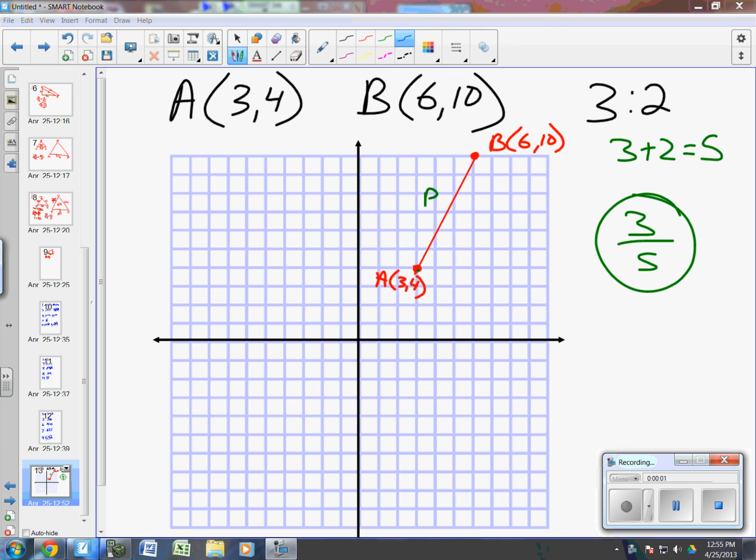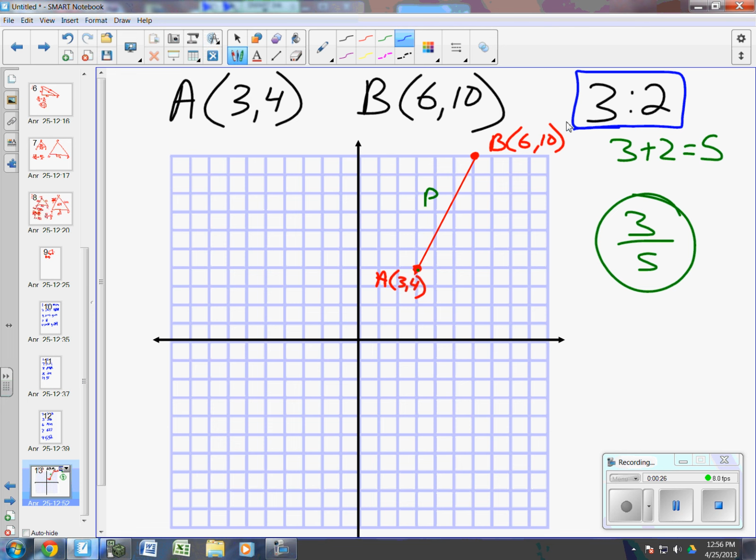Okay, you guys, I'm just going to start over a little bit right here and explain this. So what we're going to do is we're given the line segment AB. A starts at (3, 4). B starts at (6, 10). And we have to divide this segment so that there's a 3:2 ratio, and we're going to find point P. So there's a 3:2 ratio from A to B.